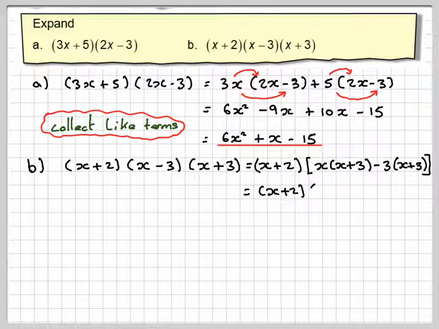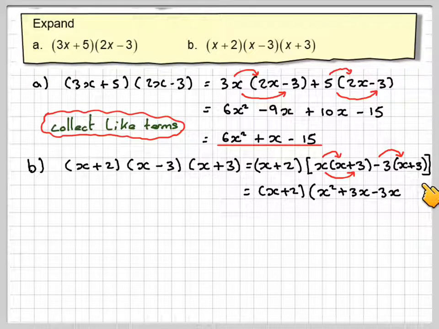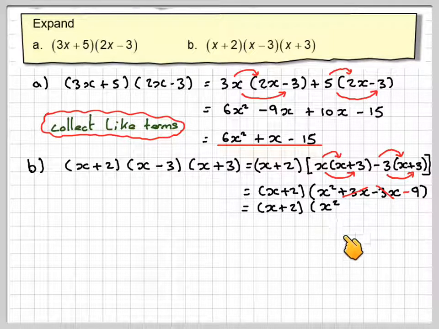And then I'm going to do x times x, which is x squared, x times 3, which gives me plus 3x, minus 3 times x, which gives me minus 3x, minus 3 times plus 3 gives me minus 9. Make sure you change the sign. Now you might notice that the 3x and the minus 3x cancel out, so you're just left with x squared minus 9.